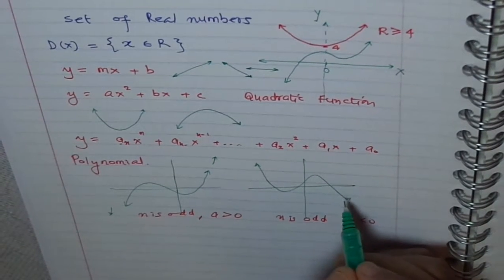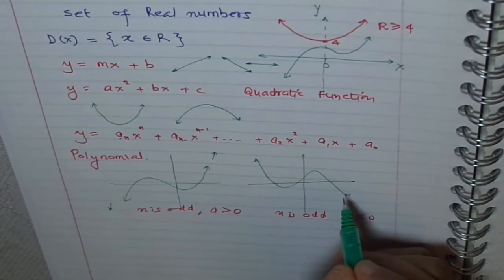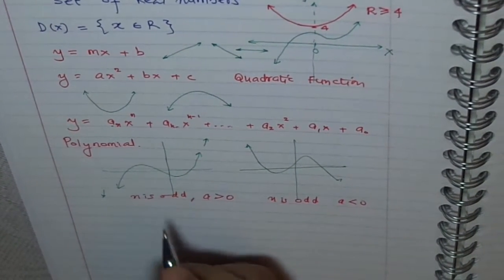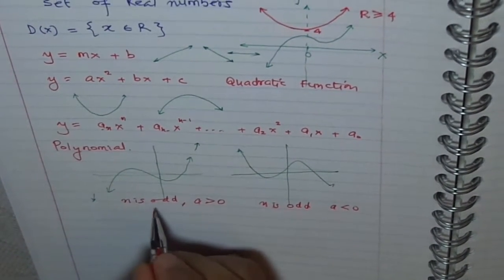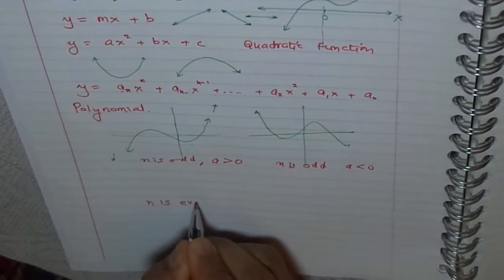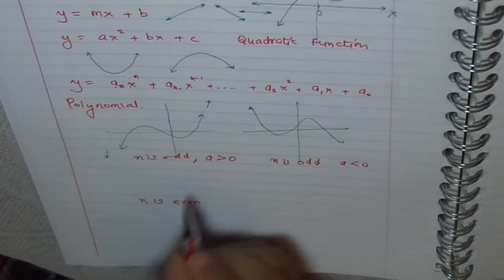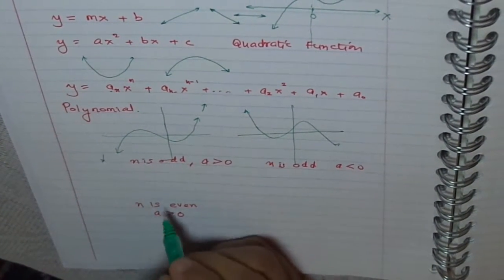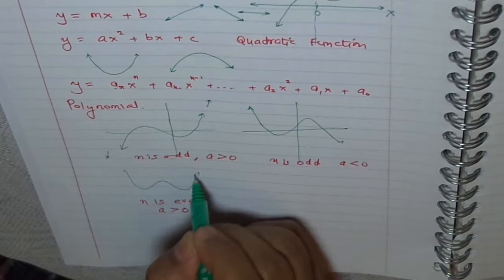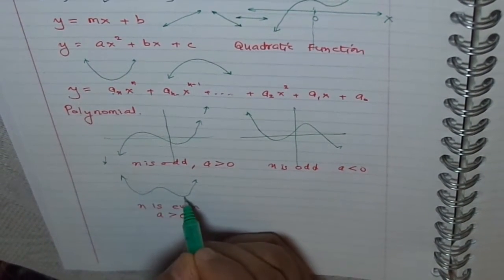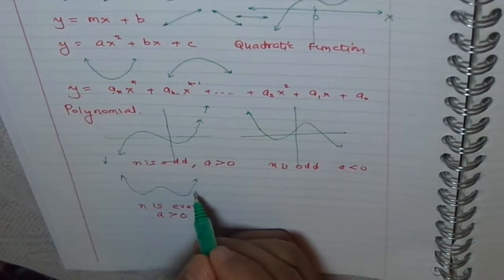But in both the cases, as you can see, the domain is set of all the real numbers. Correct? Now, let's take a scenario where n is not odd but even. In case n is even, and a is greater than 0, what happens? In that case, it will face up, right? Something like this. Well, the range could be restricted, but the domain is set of all the real numbers.